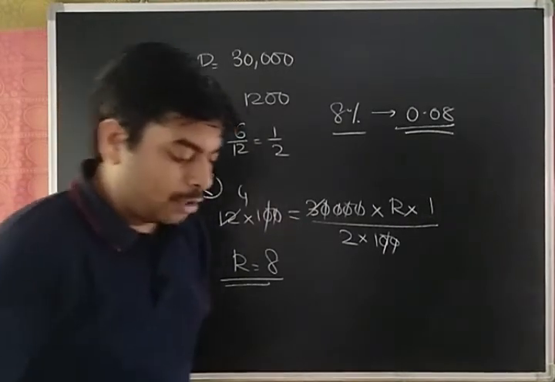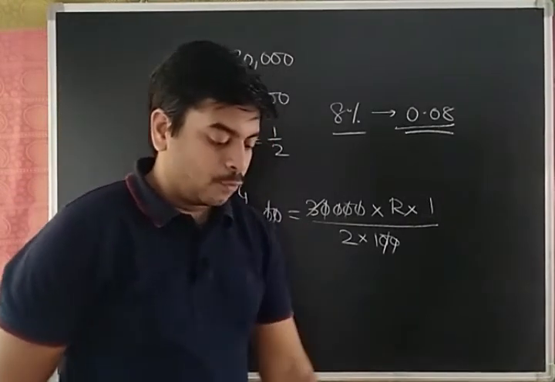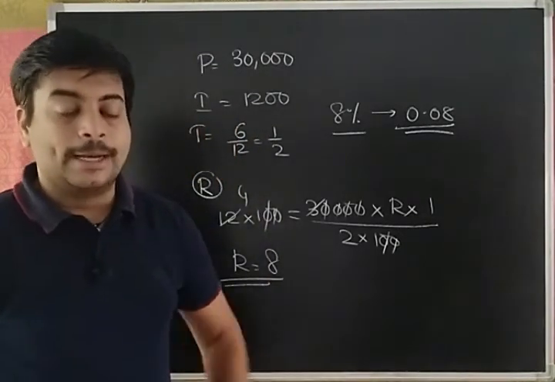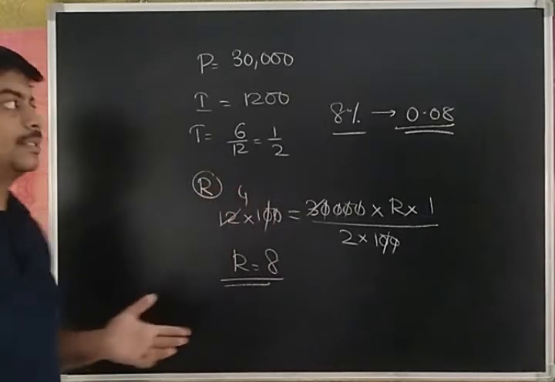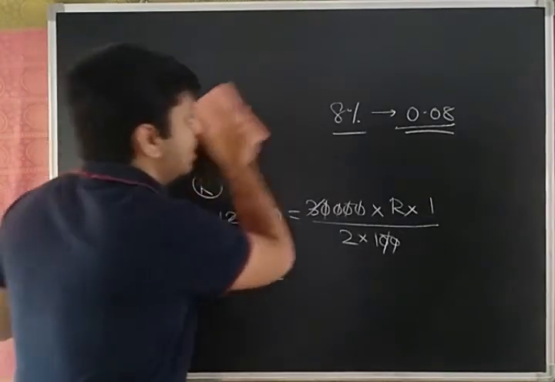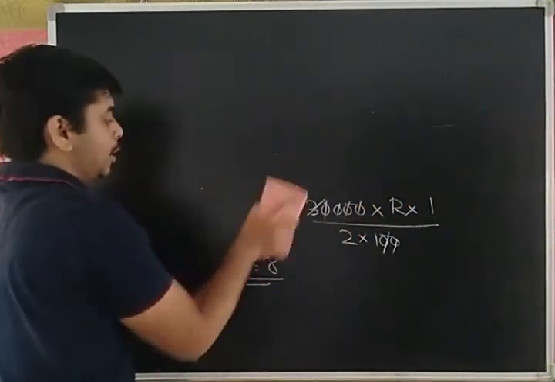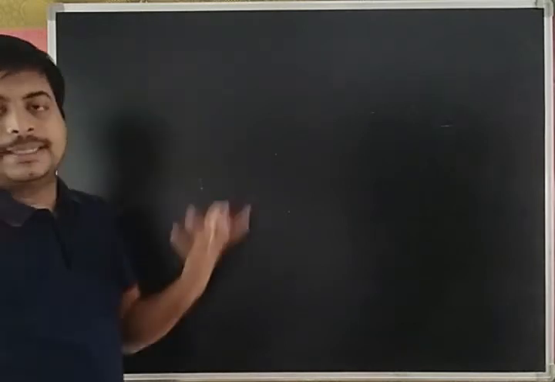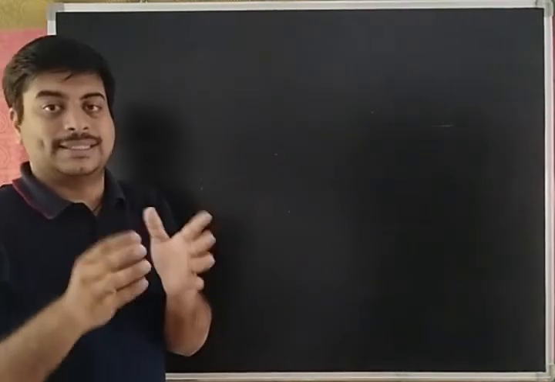At what rate percent per annum will a sum of money triple itself in 16 years? Triple itself. What is the meaning of triple? That means you have a 1 rupee coin with you now. At some interest, you should get 3 rupees. It should triple itself at the end of 16 years.